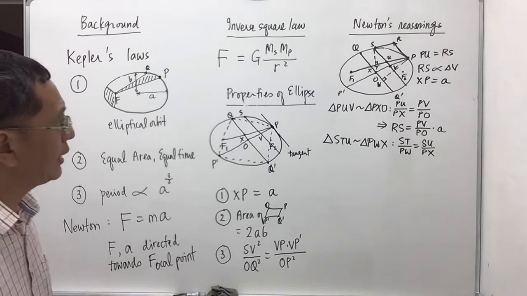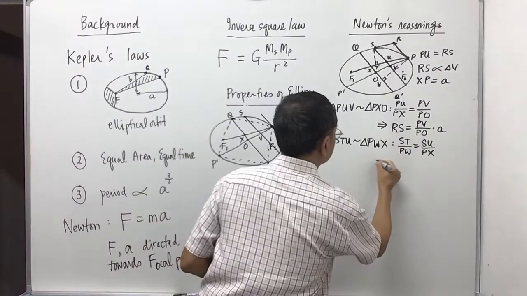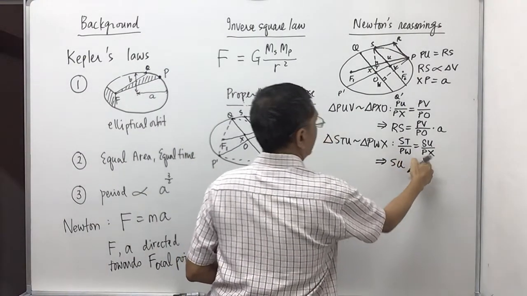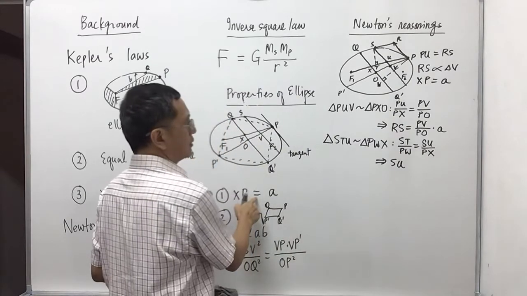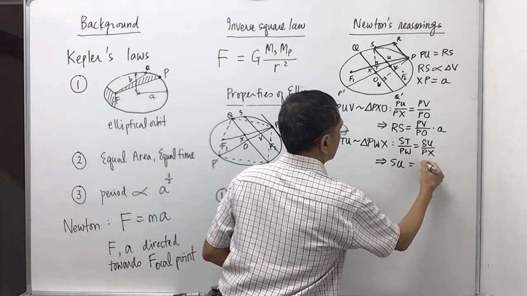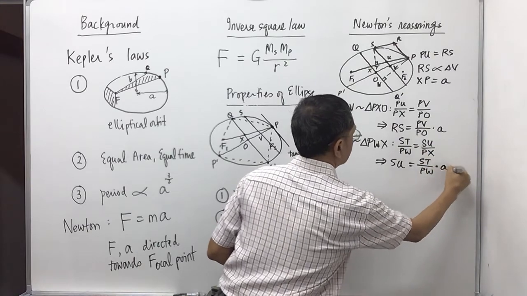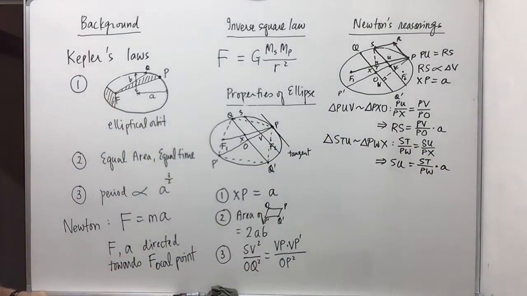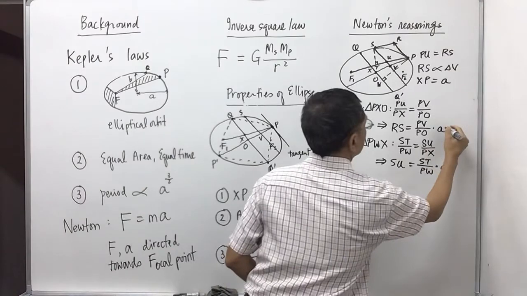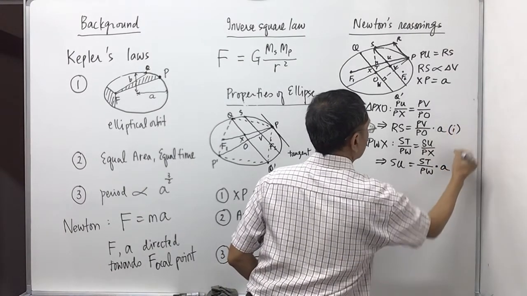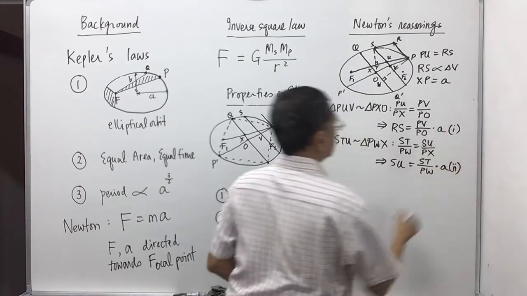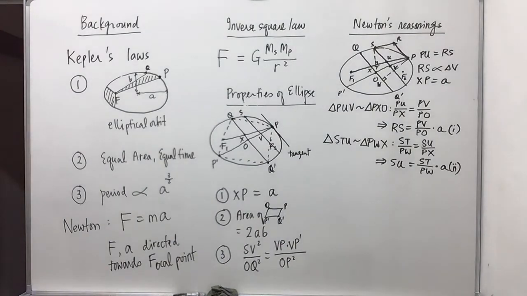Okay, we're going to rewrite SU as a subject. So I can write SU equals to, remember PX is A, ST over PW times A. Alright. Okay, maybe we'll put this as equation 1, and this is equation 2. Ready for us to use.